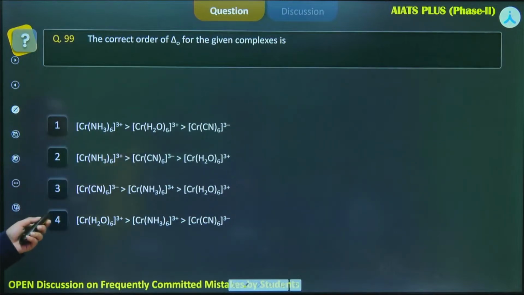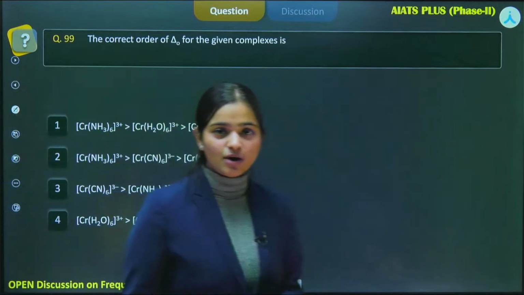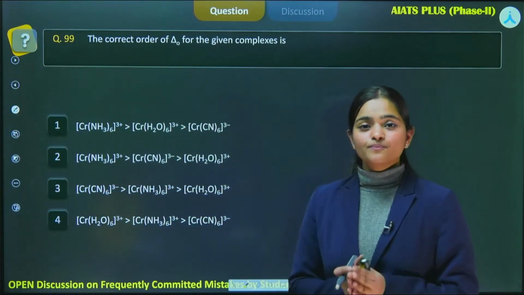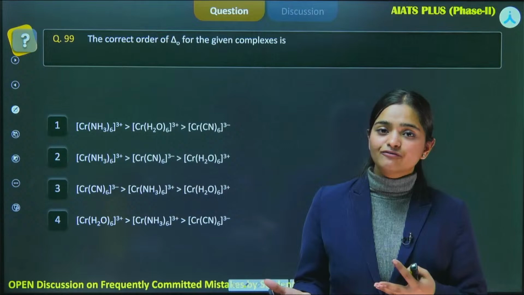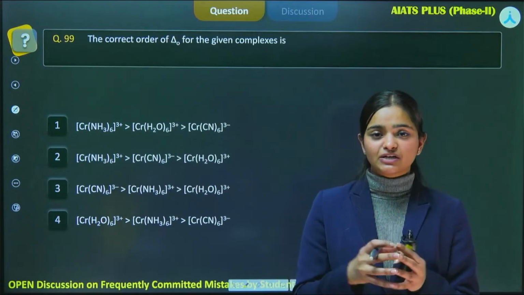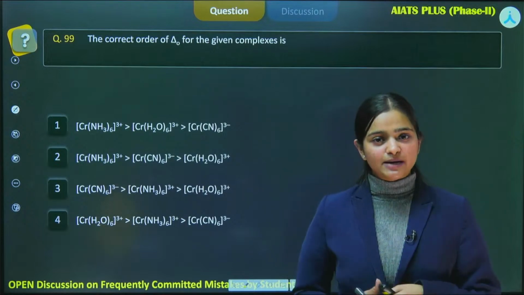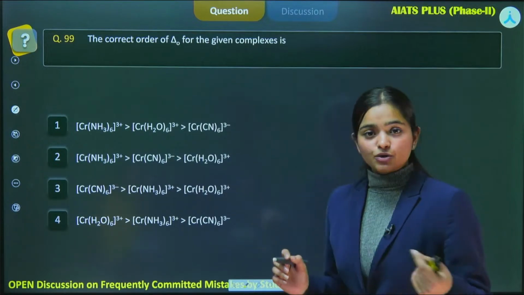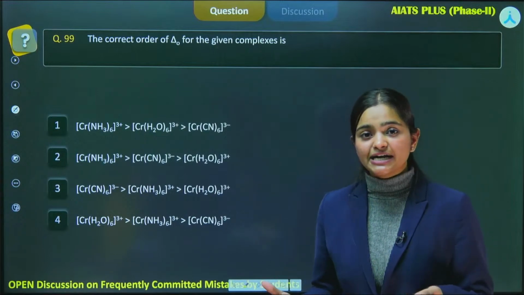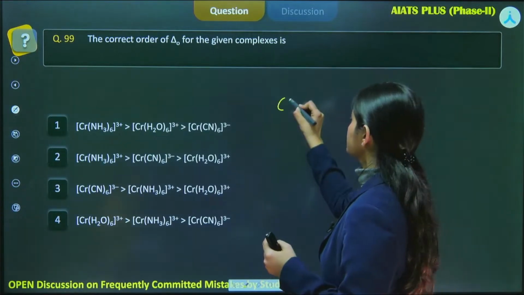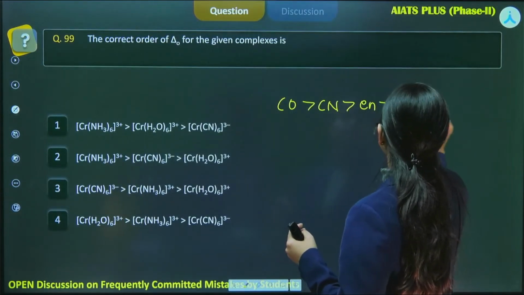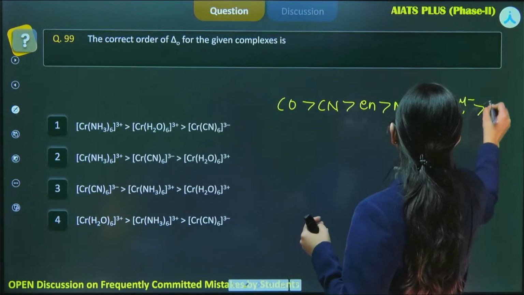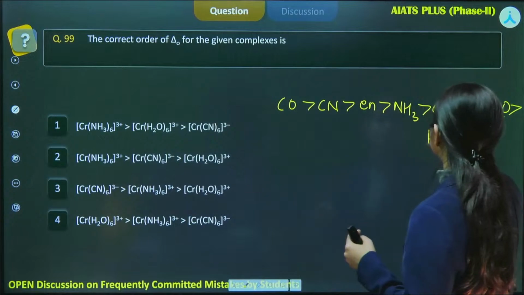And now if you see the next question, the correct order of delta naught for the given complexes is. This is a splitting question from coordination compounds, right? We know that it determines the strength of the ligand. The stronger the ligand, the higher will be its splitting. And the weak field ligands will have lower splitting energy, correct? So according to the spectrochemical series, cyanide is the strongest field ligand, then CO, CN, en, ammonia, EDTA4 minus, water, and then come halogens, right?